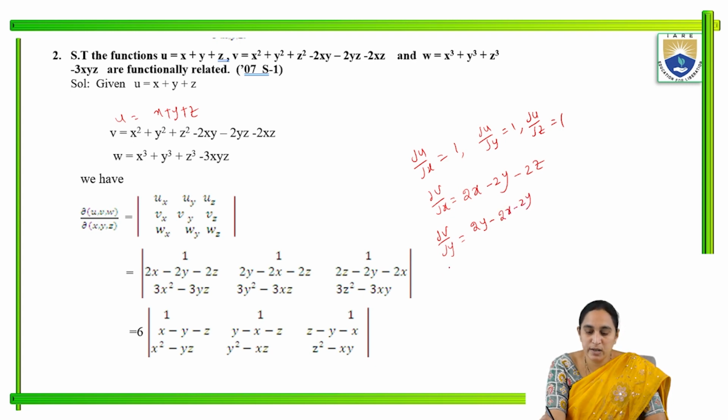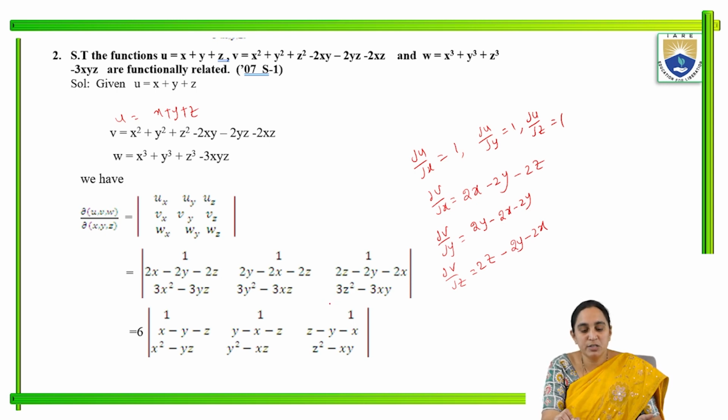Next one, dou v by dou z. We differentiate with respect to z. That is 2z minus 2y minus 2x. This is what we get when we differentiate with respect to x, y, z. Then substitute there. That is 2x minus 2y minus 2z. Next one, 2y minus 2x minus 2z. Next, 2z minus 2y minus 2x.